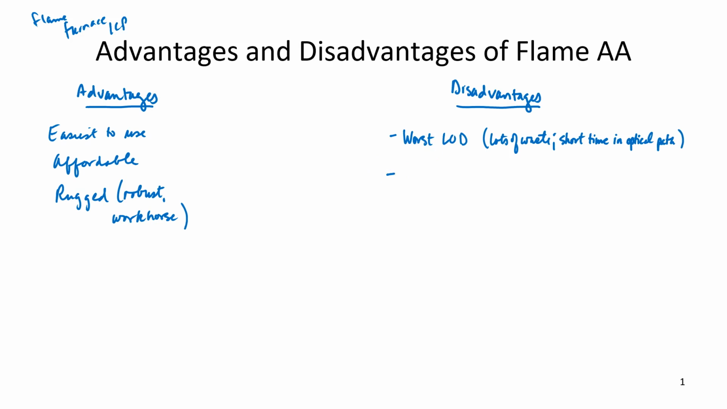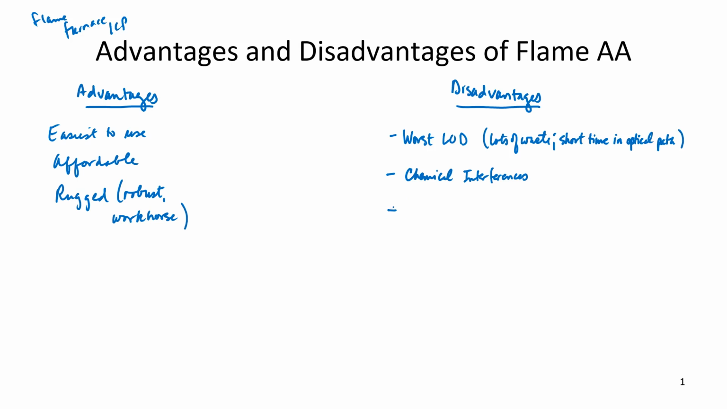When using the flame, you always have to be mindful of those chemical interferences. And there are ways that we can deal with them. We can add matrix modifiers and ionization suppressors, and we could use rich flames.